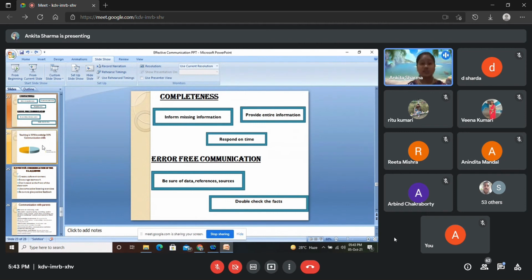Then there is error-free communication. Especially as teachers and educators, we have to be very sure with the data, with the information that we are providing to the children. It is very important. So we have to communicate without any error, and double check the data when we're dealing with children specifically. So these are the 10 techniques where we have discussed how we can communicate effectively.